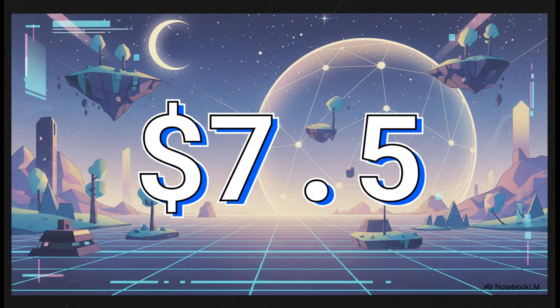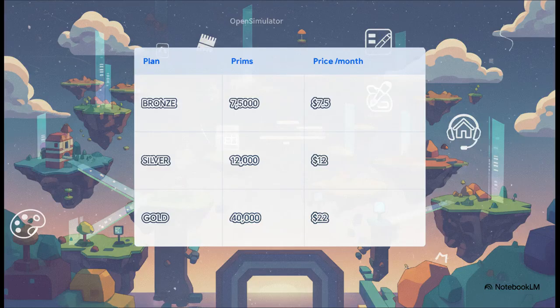And boom, right away, you see what they mean by low price. You can get your own private virtual world starting at just $7.50 a month. I mean, come on, that totally changes the conversation, doesn't it? Okay, so here are the main choices: bronze, silver, and gold. Now, the big difference you're looking at here is the number of prims. They're basically the digital building blocks. Think of them like virtual Legos.